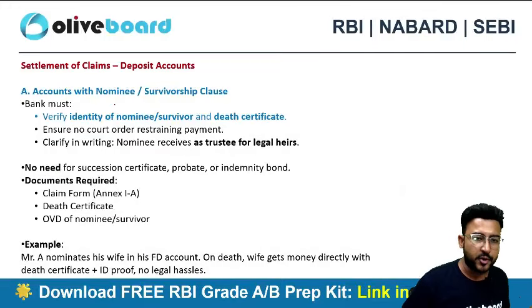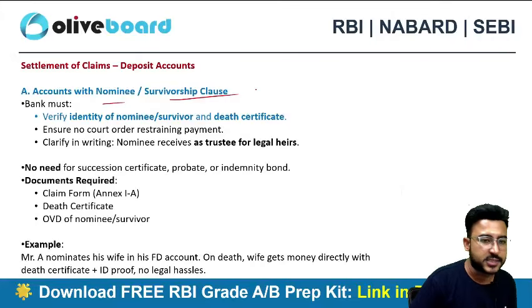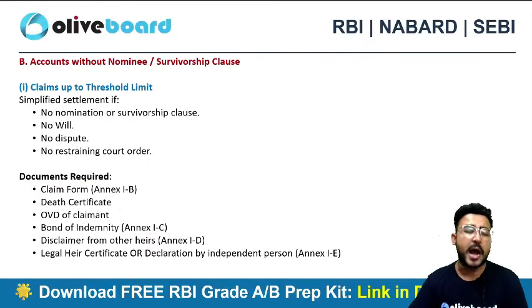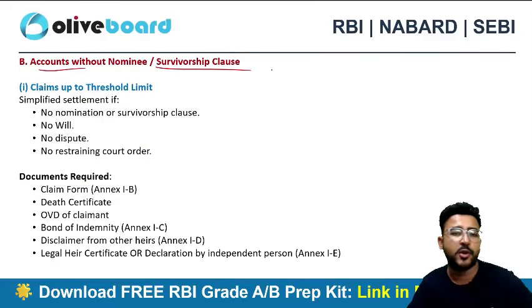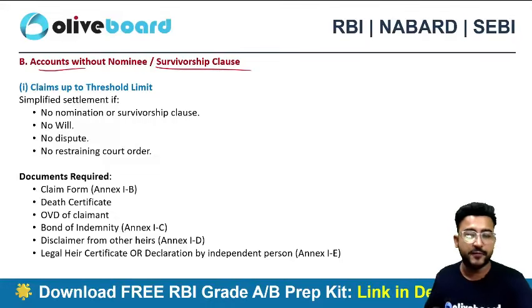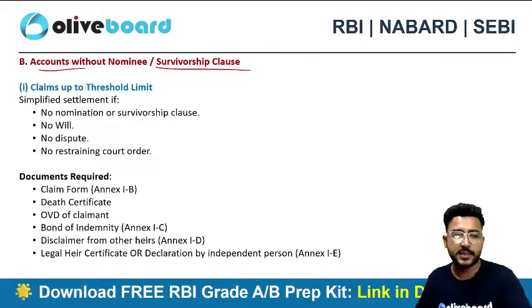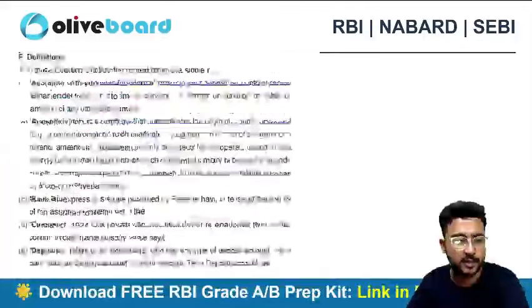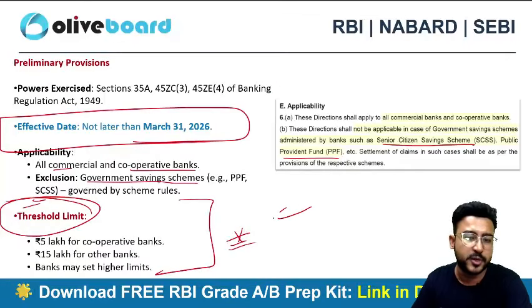So if your account has the nomination or the survivorship clause, then just the identity of the nominee and the death certificate will be good enough to claim that particular deposit. However, if your account is without the nomination or without the survivorship clause, then it can be difficult. There can be two cases here. Claim up to the threshold limit. Now, what was the threshold limit? This is my threshold limit.